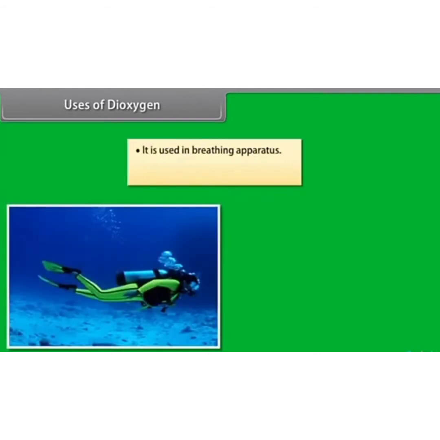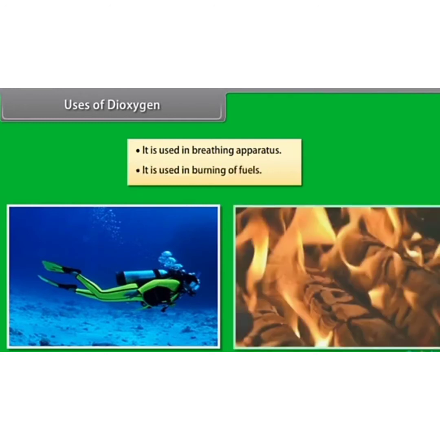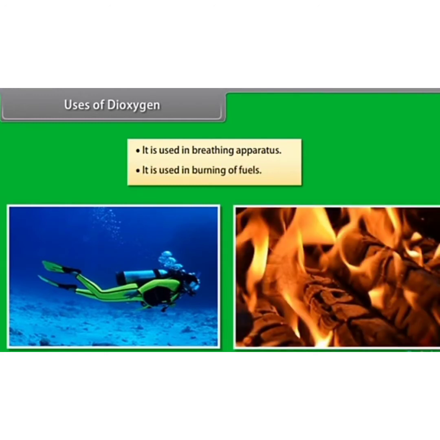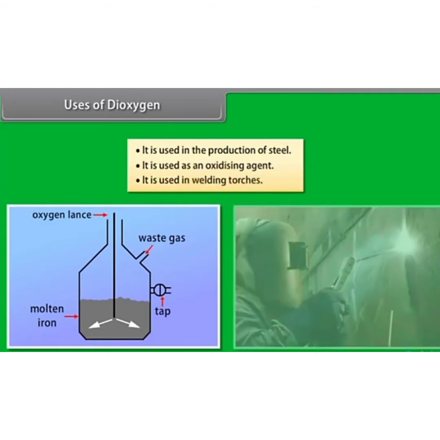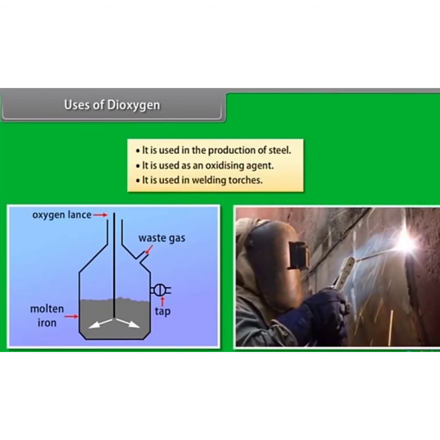It is used in breathing apparatus. Oxygen cylinders are widely used in hospitals, high-altitude flying, and in mountaineering. It is used in burning of fuels, in production of steel, as an oxidizing agent, and in welding torches.